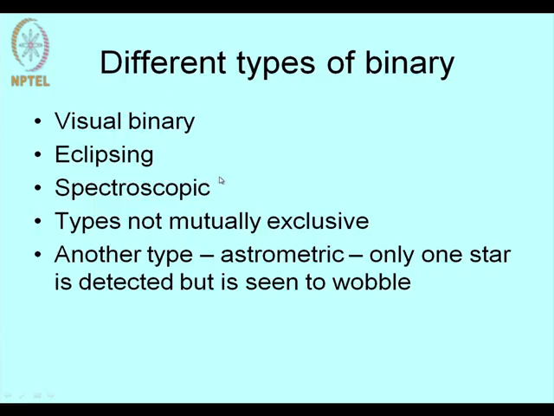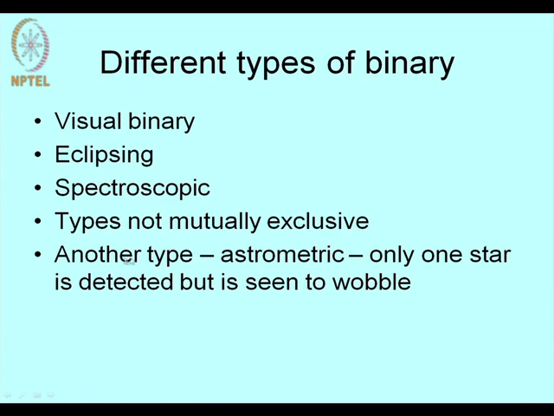Now, there are typically three different types of binary stellar systems. So, we have the visual binary, the eclipsing binary, and the spectroscopic binary. These are the three main types of binary stellar systems, and we should note that these types are not mutually exclusive. So, there could be a binary stellar system which is both a visual as well as an eclipsing binary, or a visual and a spectroscopic binary.